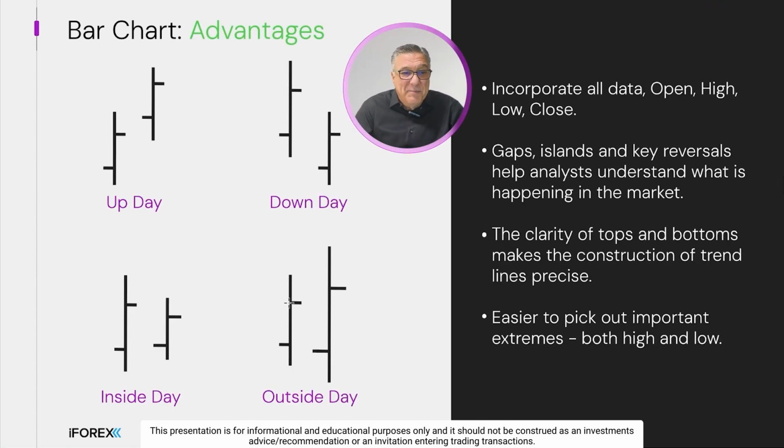Advantages, of course, of the bar chart, is that the bar includes all available prices: open, high, low, and close. So we have a lot of information on the price chart to decide how to assess the traders' behavior, the market behavior, so we can decide our next move. Because of the high and the low price, it's easier to draw trend lines, right? And it's easier to identify gaps.